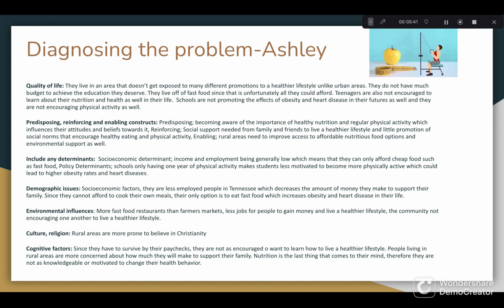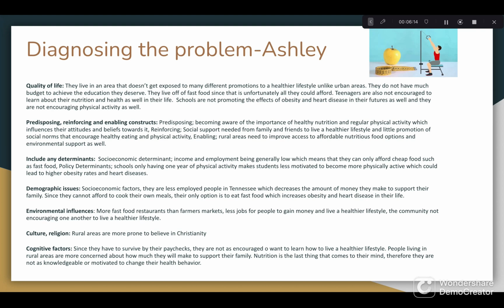Now, when looking at the ecological model, the ecological model is built up of the individual, interpersonal relationships, institutions and organizations, the community, and the structure and system. Now, when looking at the individual, we can see that maybe the education is not being provided to the individual, or they're just simply not motivated to become more physically active or eat healthier, and they may be living in a family whose family history may be affected by obesity as well, which now we will go into the interpersonal relationships.